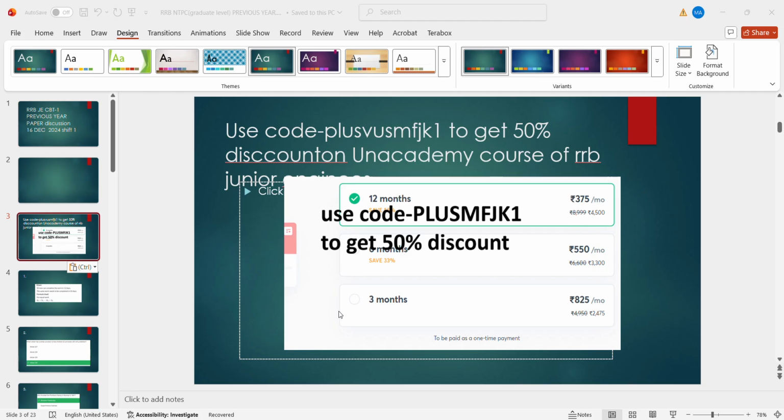Next, what is the average of all the natural numbers from 1 to 91? The answer is 46. One plus 91 by 2. First digit plus last digit by 2. The answer will be 46.